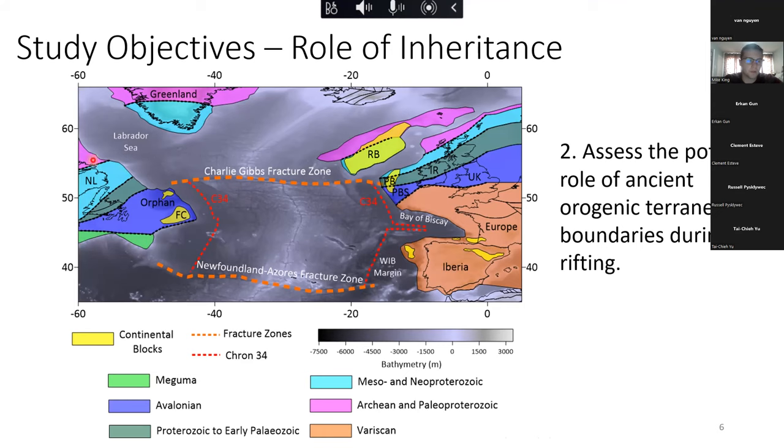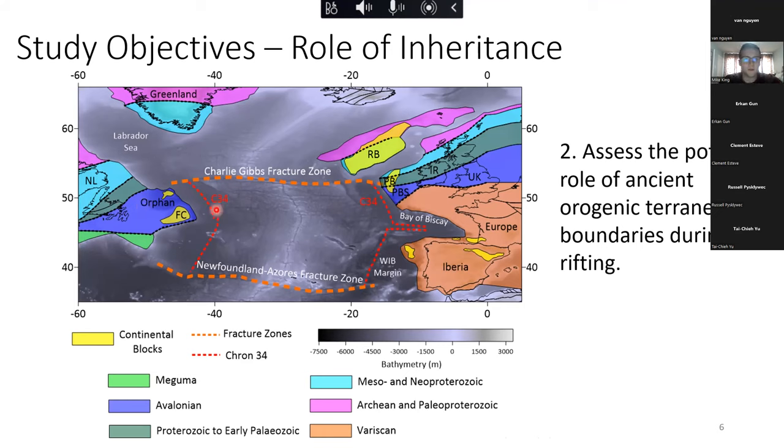For example, along the Newfoundland margin here, we can see a lot of different terranes and boundaries separating these orogenic terranes. One of the questions we're asking ourselves is what role these terranes and terrane boundaries play during the stages of rifting, and how they potentially interplay with the kinematics of continental blocks and the deformation going on during the opening of the Atlantic Ocean.